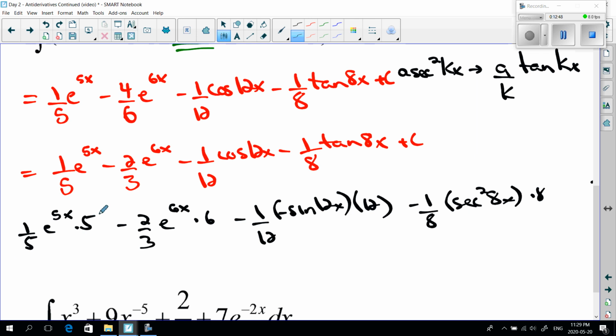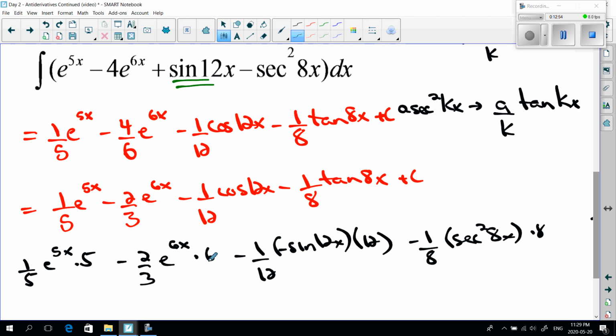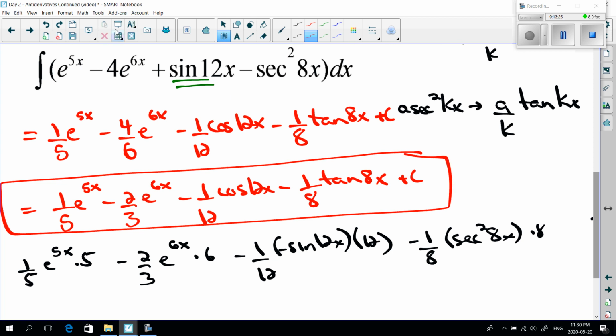So check this out, 1/5 times 5 gives me that e to the 5x. Negative 2/3 times 6 would give me negative 12 over 3, negative 4 e to the 6x. Negative 1/12 times this negative 1 would give me positive 1/12 times 12 would give me 1. So I'd have plus 1 sine 12x. And negative 1/8 times 8 would give me negative 1 secant squared 8x. The derivative of a constant would be 0. Okay, so this is what we want to focus on. Antiderivatives or indefinite integrals, when you see the integral sign.